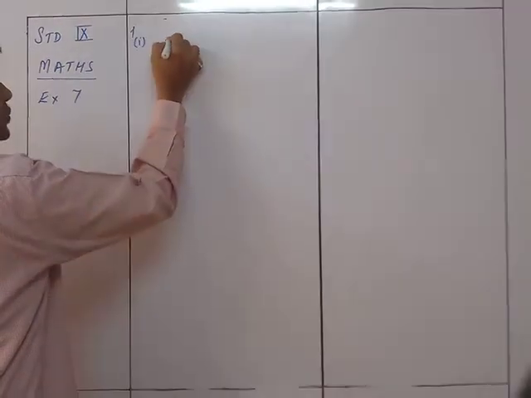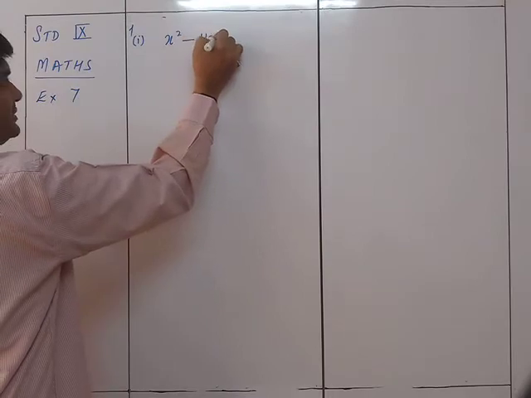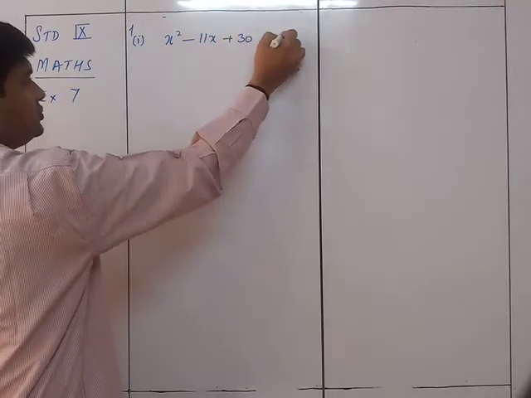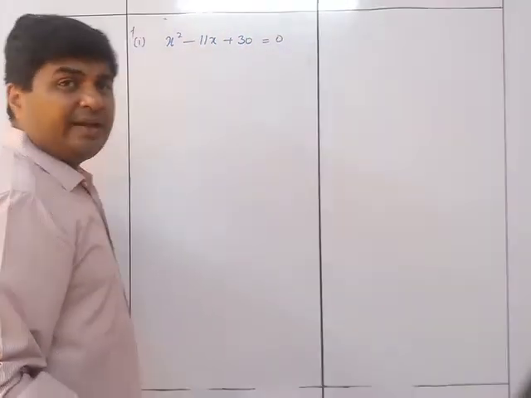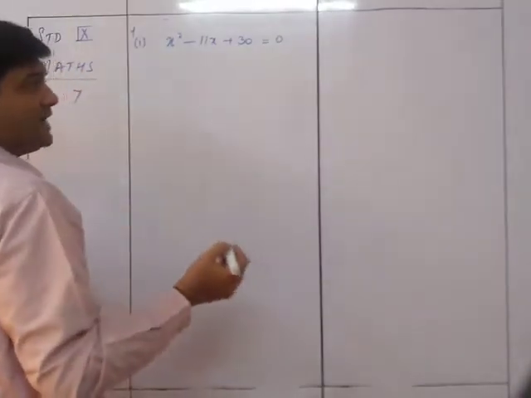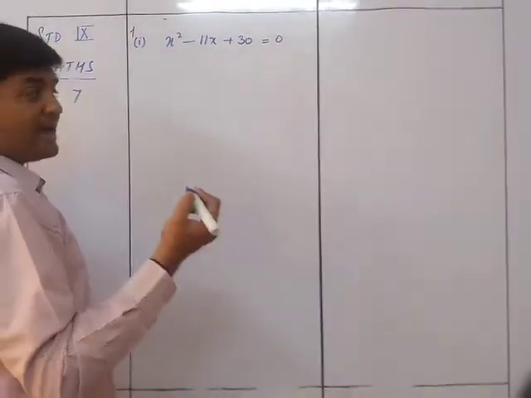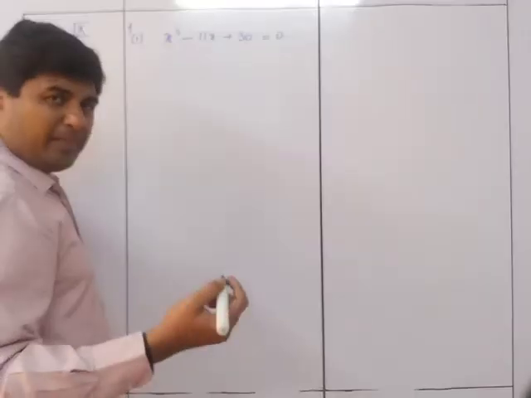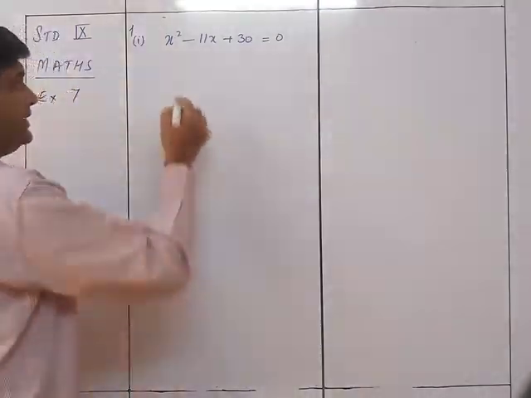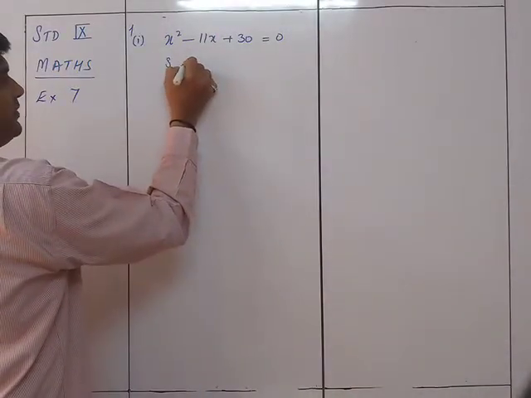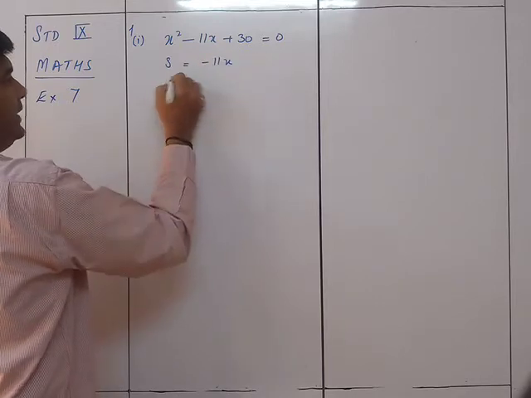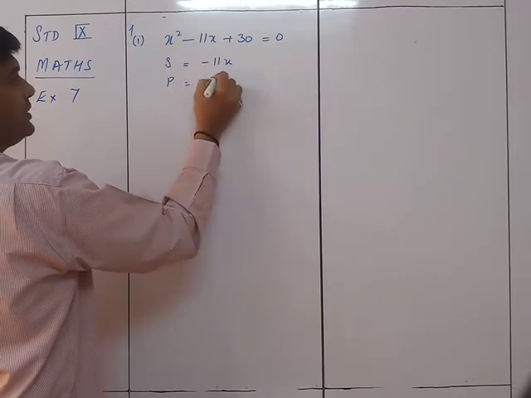Question is x square minus 11x plus 30 equals 0. In the initial sums, we will write what the sum and the product are so that it's easier to understand. From the later part, maybe after 5 sums, we will stop writing that. So here we know that the sum is minus 11x and the product is 30x square.